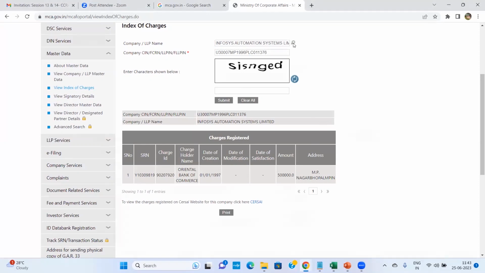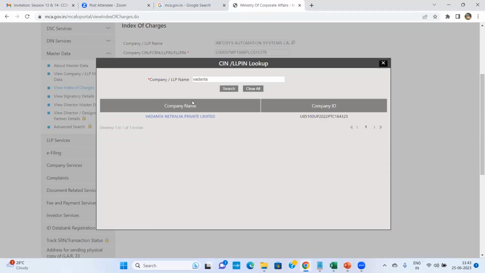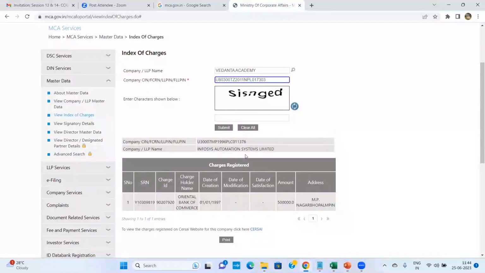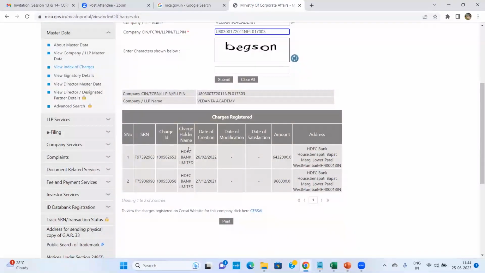Vedanta you want to see, right? Say Vedanta Academy, right? There are two charges registered in the name of HDFC Bank. One is 64 lakhs 32,000, another is 9 lakhs 66,000. For HDFC Bank, lower part. This is the way you can see the charges.